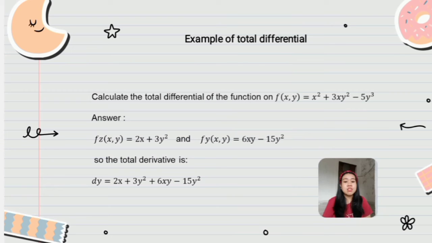So the total derivative is dz equals (2x plus 3y to the power of 2) dx plus (6xy minus 15y to the power of 2) dy.